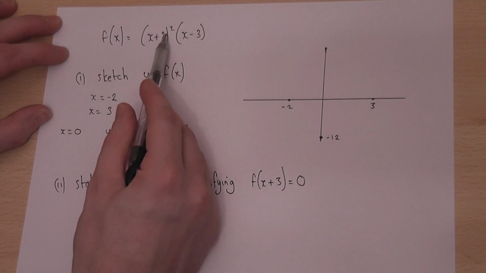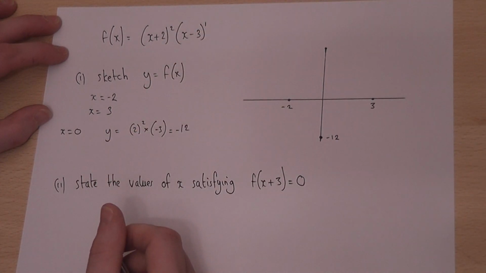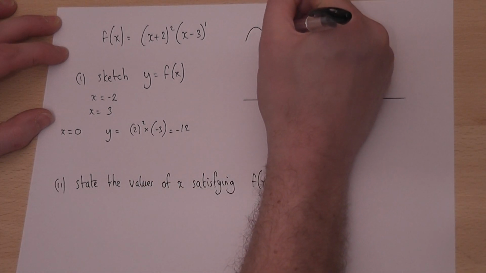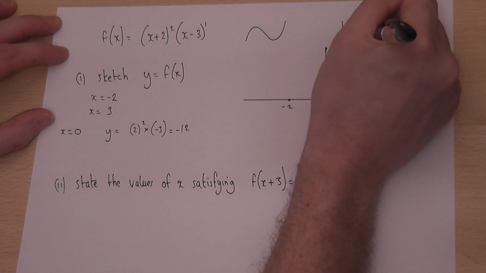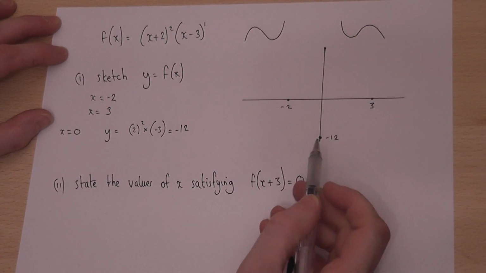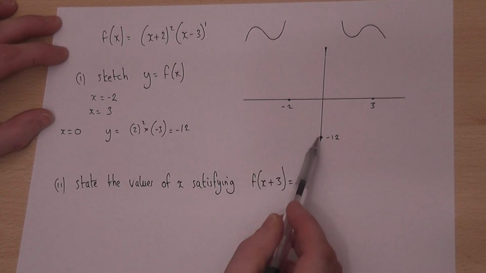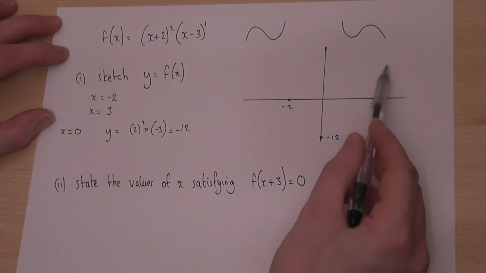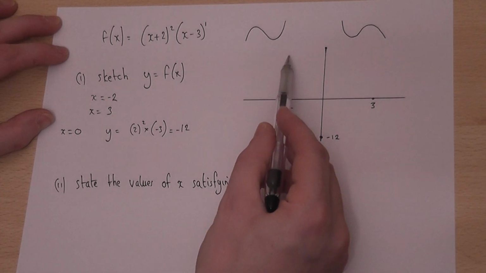However, it's a cubic graph. We have a power of 2 here and a power of 1. And a cubic graph has the shape roughly like that, or maybe like this. Now, to cut through those 3 points, one option could be down like that, like so, or maybe like this.